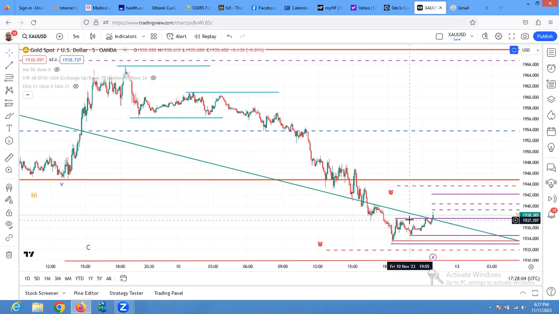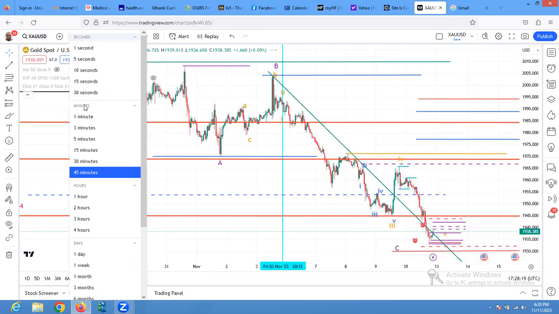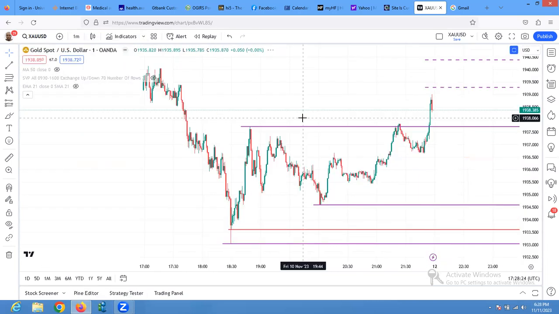But how may I quickly satisfy myself that this is not a 4? How can I do that? I may satisfy myself that what is cooking here is not the 4th wave, but the beginning of the correction we are expecting. So how may I apply myself? Let me go inside a 1 minute time frame for us to understand that.